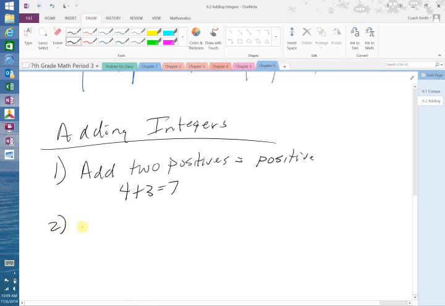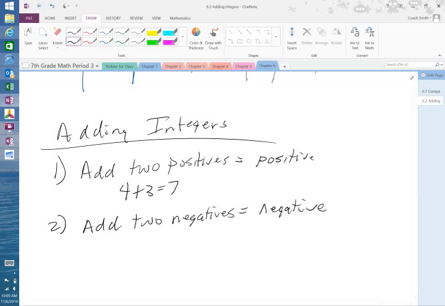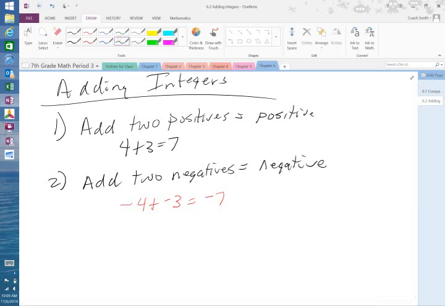Second one, when we add two negatives, that will always equal a negative. So, for example, I'll take the same example. Negative 4 plus negative 3 equals negative 7. So when you have two negatives, you basically just add the absolute values of the two numbers and keep the negative sign. The complicated one, the one that people usually have trouble with, is the third one.